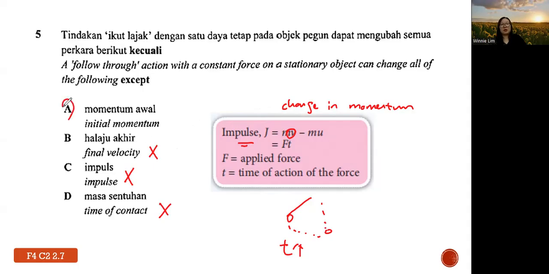The answer should be initial momentum. Why initial momentum? Because initially when you start to swing the golf club or any equipment, your initial velocity is zero. So that's why there is no change in initial momentum.